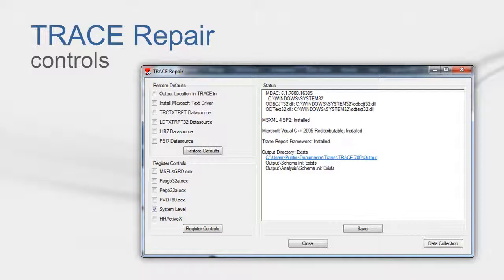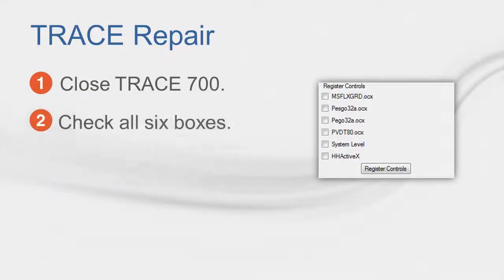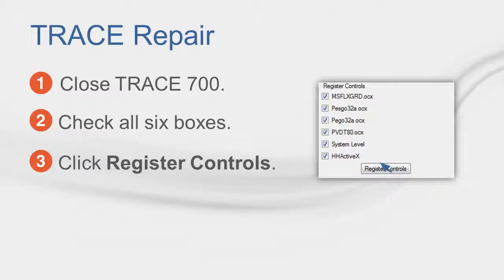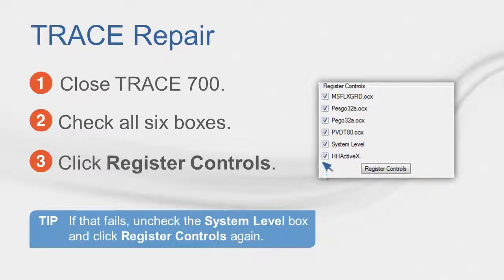Trace makes use of certain Windows controls. If one or more of those controls becomes unregistered for some reason, such as registry errors or installation of certain new software, the user will see an unsupported operation error. If an unsupported operation error is encountered, close Trace 700, then simply select all six checkboxes in the Register Controls section and click the Register Controls button. If the registration of the controls fails, uncheck the System Level checkbox and click the Register Controls button again.